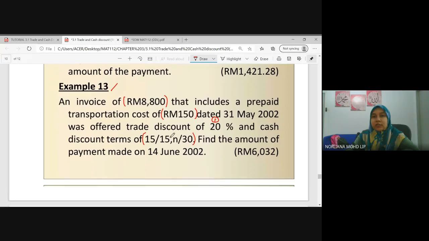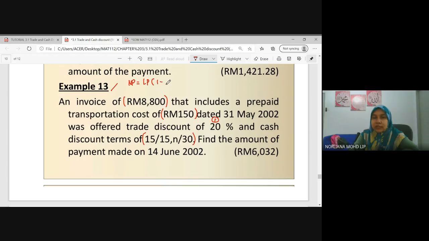And then cash discount ni depend pada tempoh dia bayar. Tapi yang tadi kita kena tolakkan the invoice tu. Yang RM8,800 ni termasuk transportation cost, kita kena tolakkan dulu transportation cost untuk dapat the list price. So untuk ni NP equal to kita gunakan formula yang sebelum ni, chain discount formula.